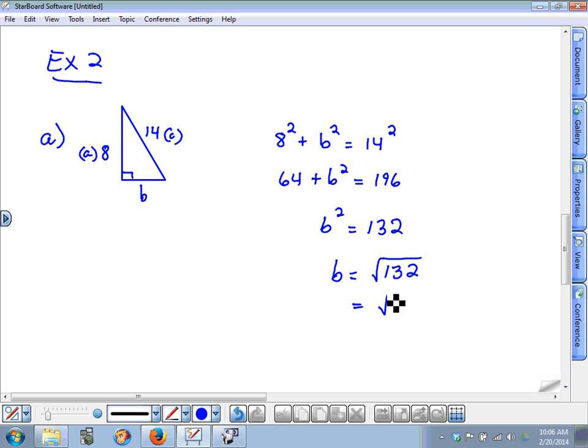So this is what you guys are going to have to do on your assignment, so you better pay attention. 132 is the same as 4 times 33. Now, why are we using the number 4 specifically? Because it comes out as a 2. It's a perfect square. 4 is a perfect square. So the 4 moves to the front as a 2, so b is equal to 2 square root of 33. This is how I expect you to represent the answer. 2 times the square root of 33.